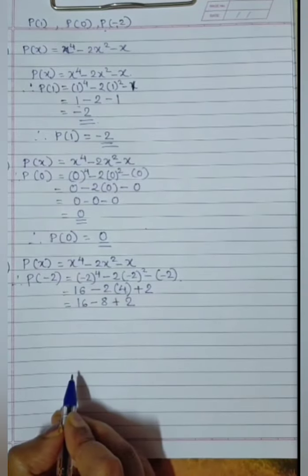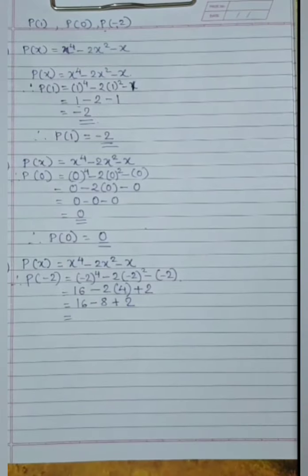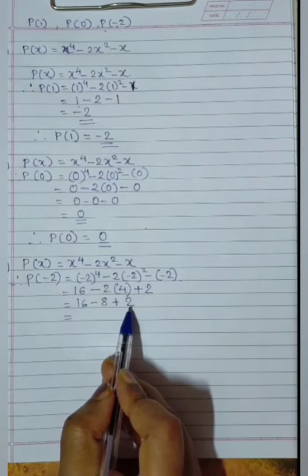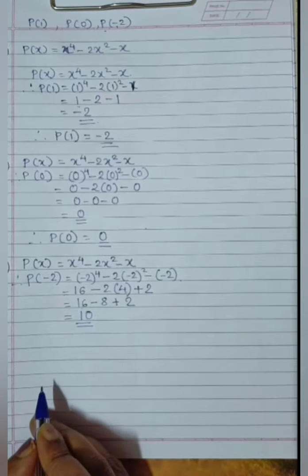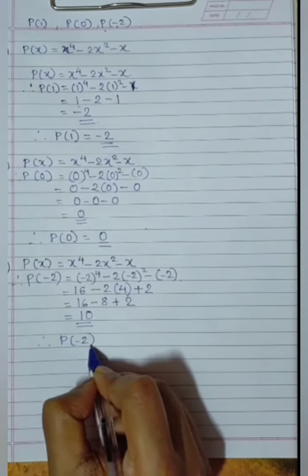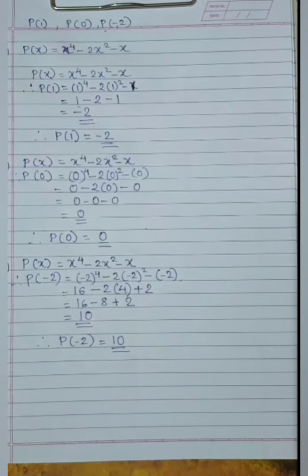Now here 16 plus 2 is 18, and 18 minus 8 is 10. Okay, therefore P(-2) is equal to 10. We have solved question number 2 of practice set 3.5.